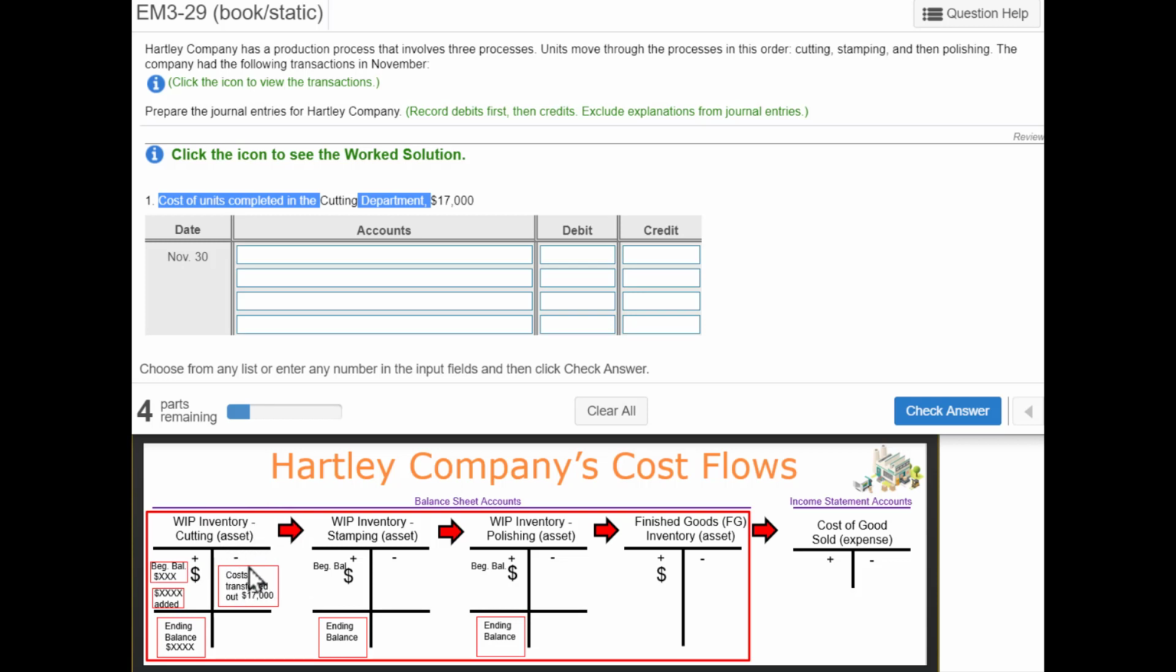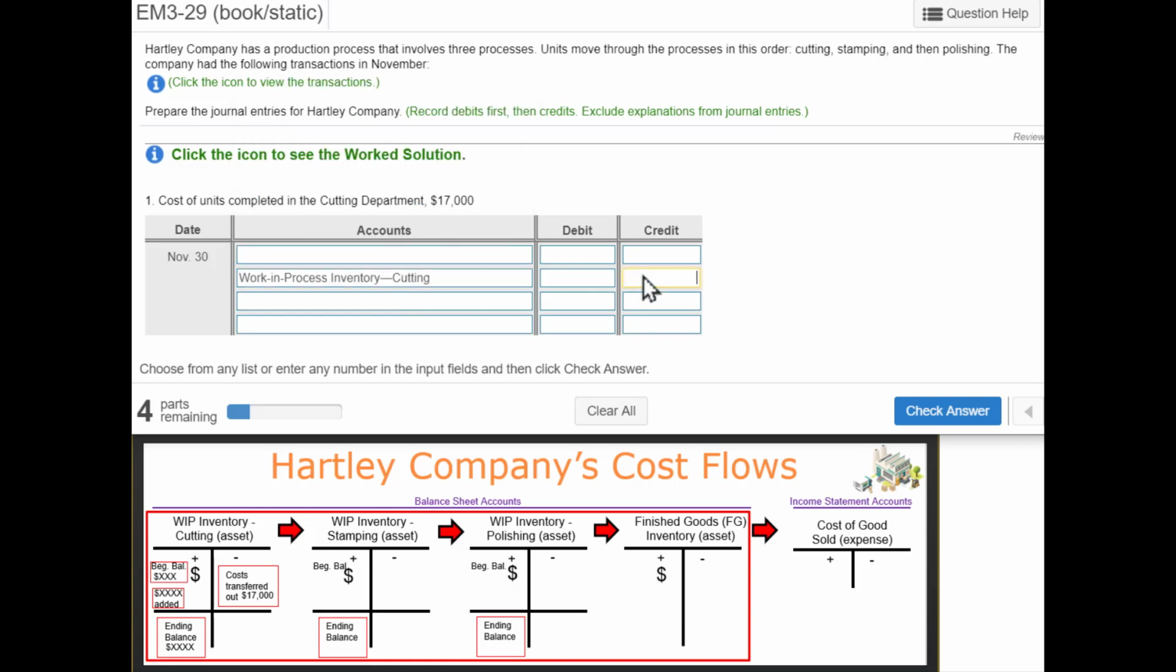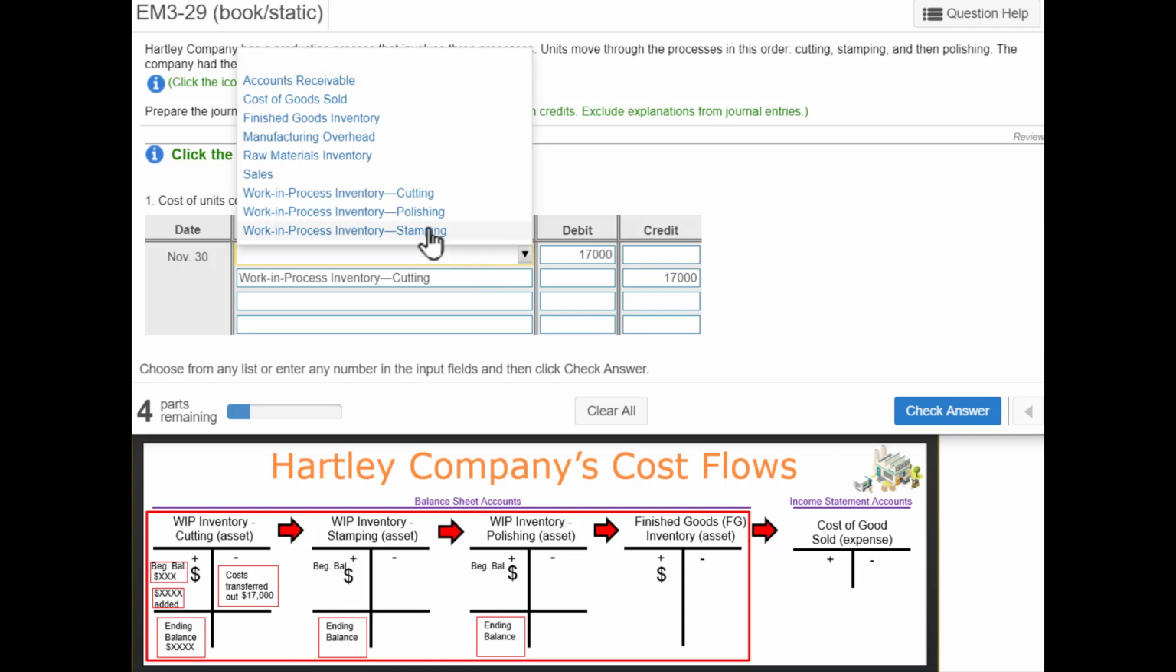They credit the department. I've put the $17,000 of costs transferred out just to show you what's going on. So I'm going to skip the debit and go to the credit, and that's work in process cutting, 17,000. And where did they go to? They went to the second department, which is stamping. And when they come in here, they are on the debit side. So stamping is the debit account.